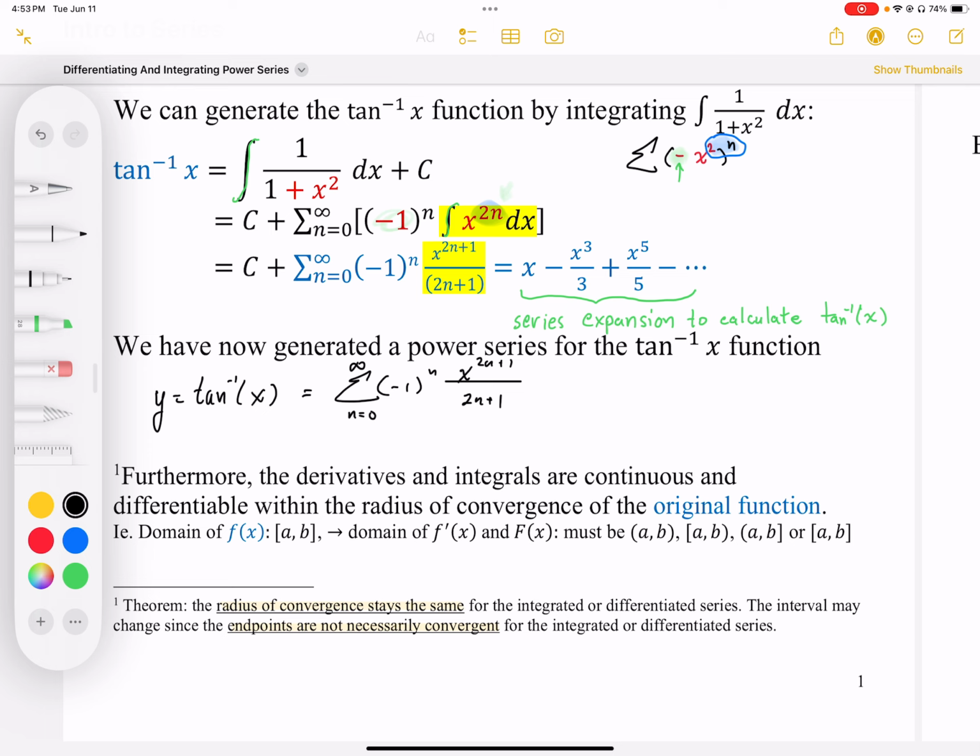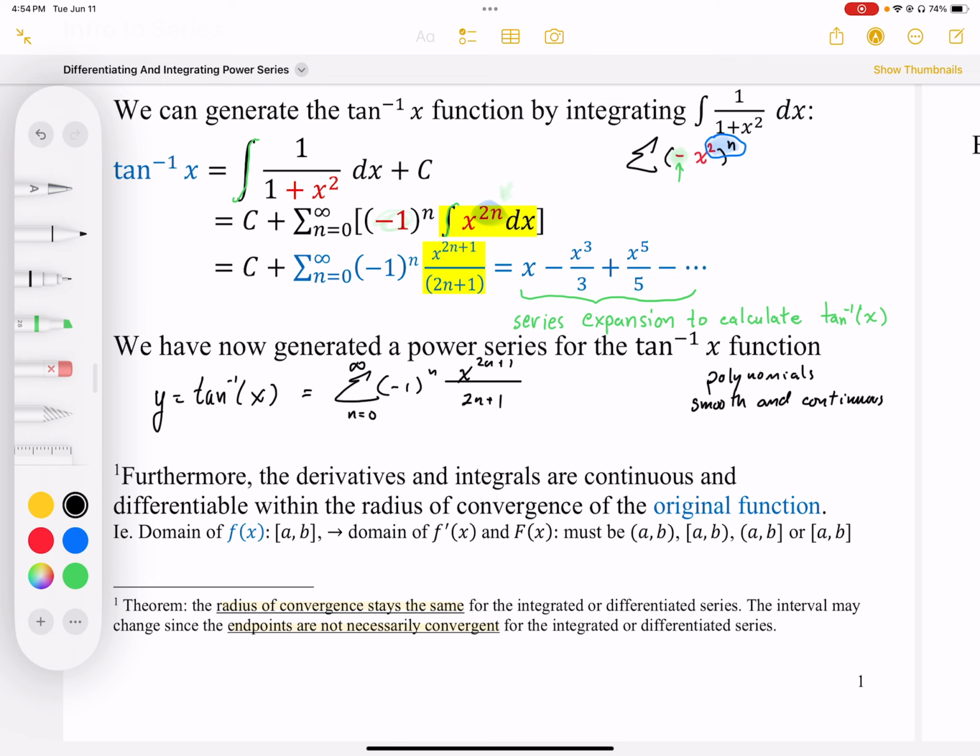The last point here is that the derivatives and integrals are continuous and differentiable within the radius of convergence of the original function. Well, what does that mean? First of all, it's important to recognize that these series are polynomials, and polynomials are smooth and continuous, quadratics, cubics, etc. Since polynomials are smooth and continuous, their derivatives are also smooth and continuous.